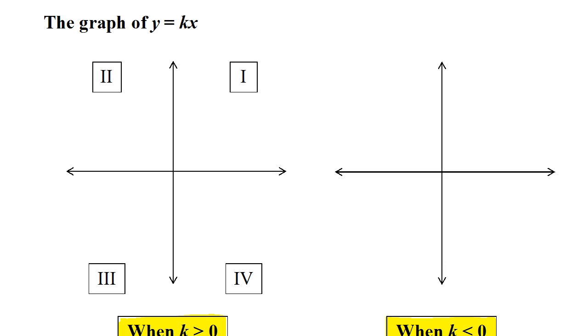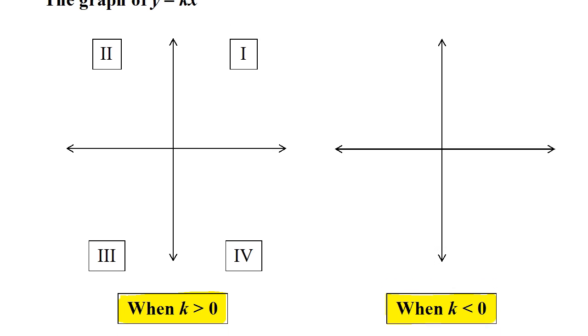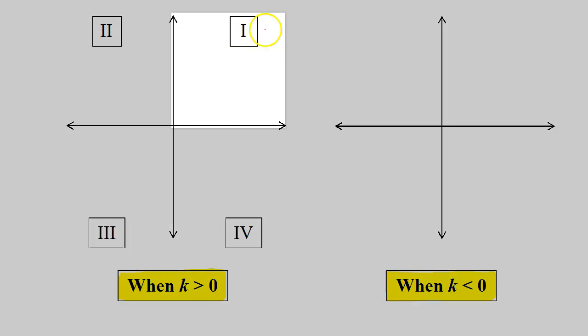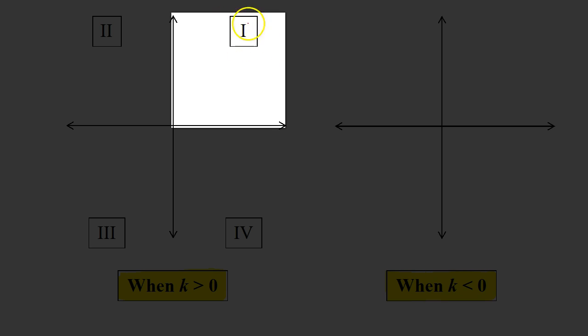Let's take a minute to talk about the graph of y equals k times x. Now before we take a look at these graphs, I want to make sure that you understand the quadrants for our coordinate plane. So if you notice up here in the top right corner of our grid, we have quadrant 1. That is where both the x and y are going to be positive.